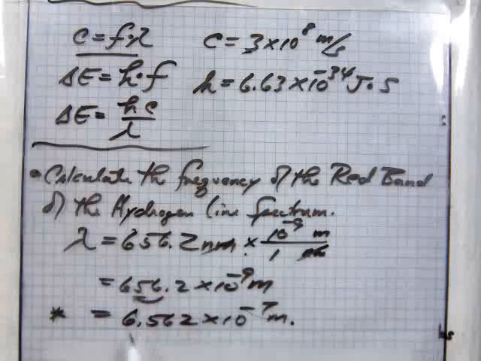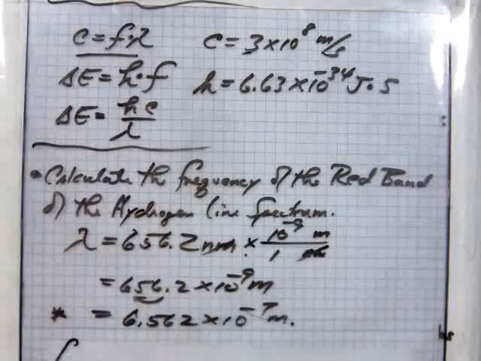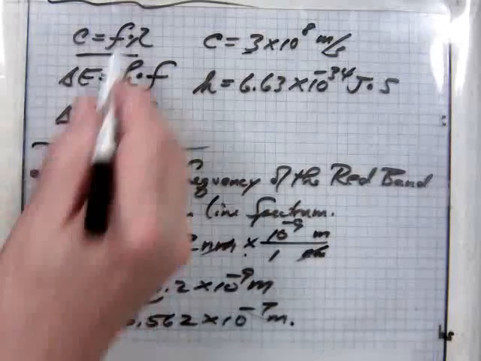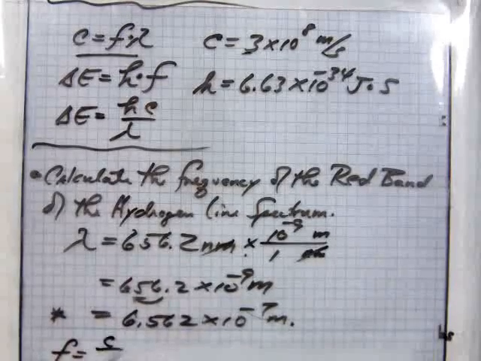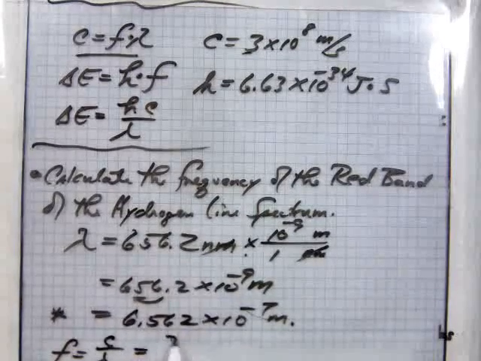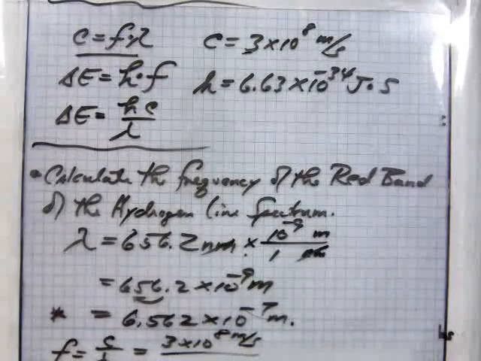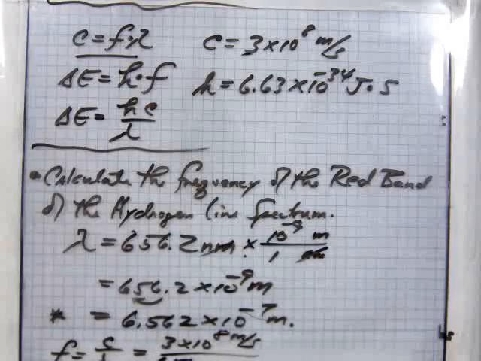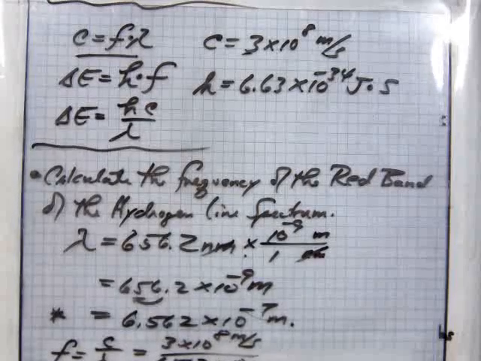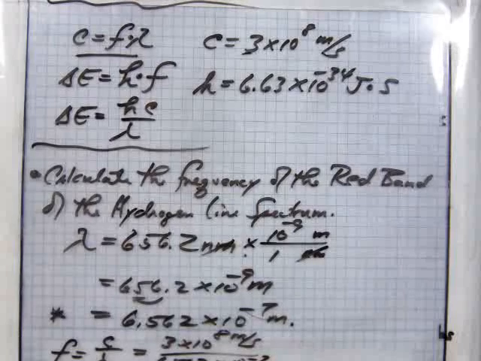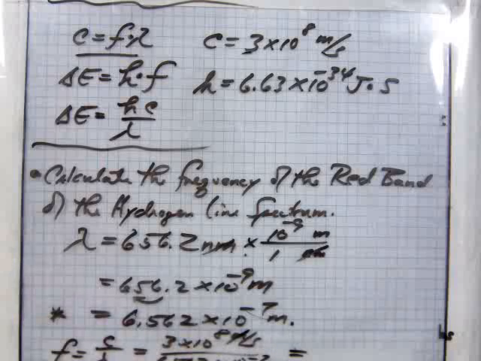Okay, so that's lambda. So all we have to do to get our frequency now is solve this for frequency, and it'd be c over the wavelength, and that's 3 times 10 to the 8th meters per second divided by 6.562 times 10 to the minus 7 meters. Meters will drop out, and your final units will be reciprocal seconds, which refers to cycles per second. Now, 1 cycle per second is also known as a hertz, H-E-R-T-Z.